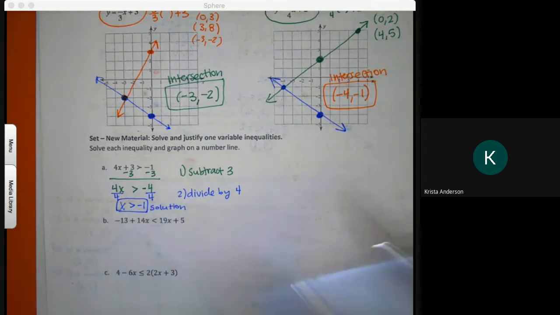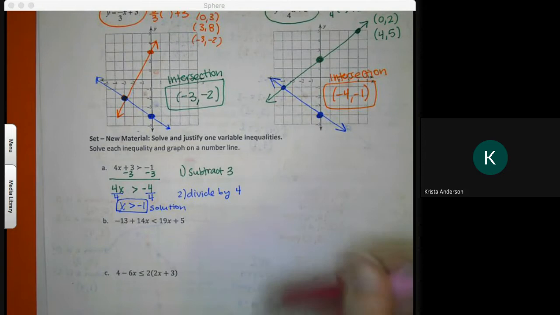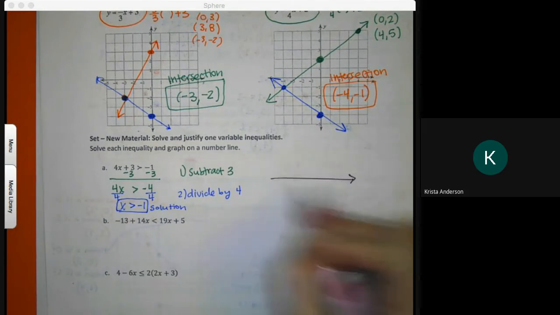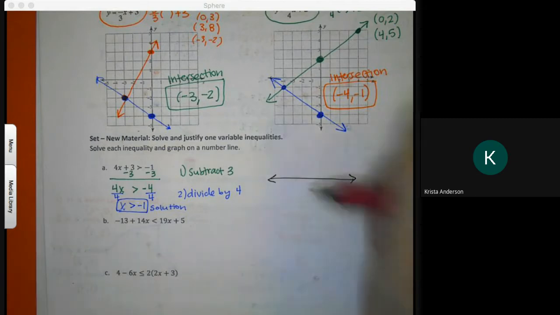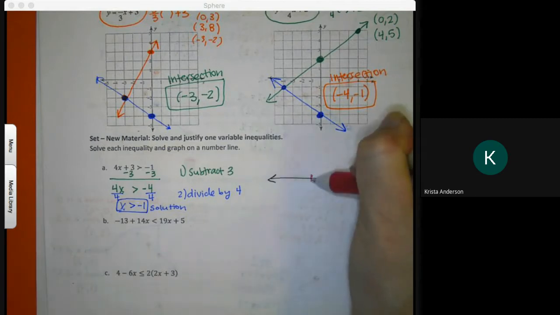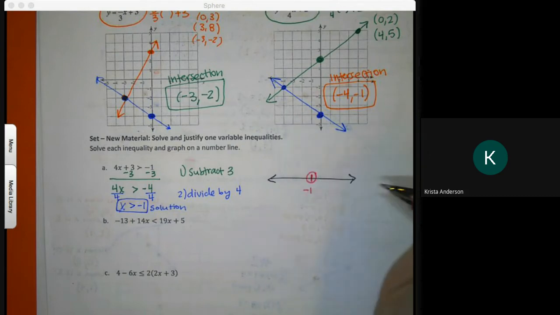And if they ask me to graph it, I would put an open dot on -1, and I would shade to the right. I'll be done. Only a few questions will ask you to graph.